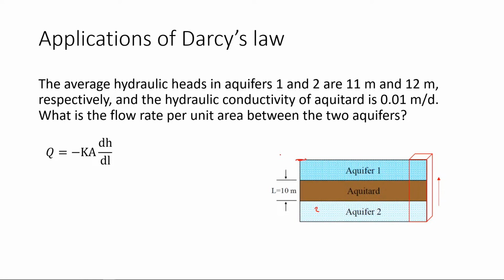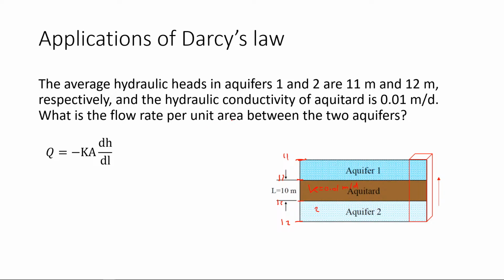So the head here would be 11, and the head here would be 11. Now in aquifer 2, the head is 12, so the head here would be 12, and the head here would be 12. Now, the hydraulic conductivity of this aquitard, K here, is 0.01 meter per day. If I wanted to confuse you more, I would just tell you the hydraulic conductivity without saying aquitard or anything. But I don't want to confuse you more. I think that's challenging enough.